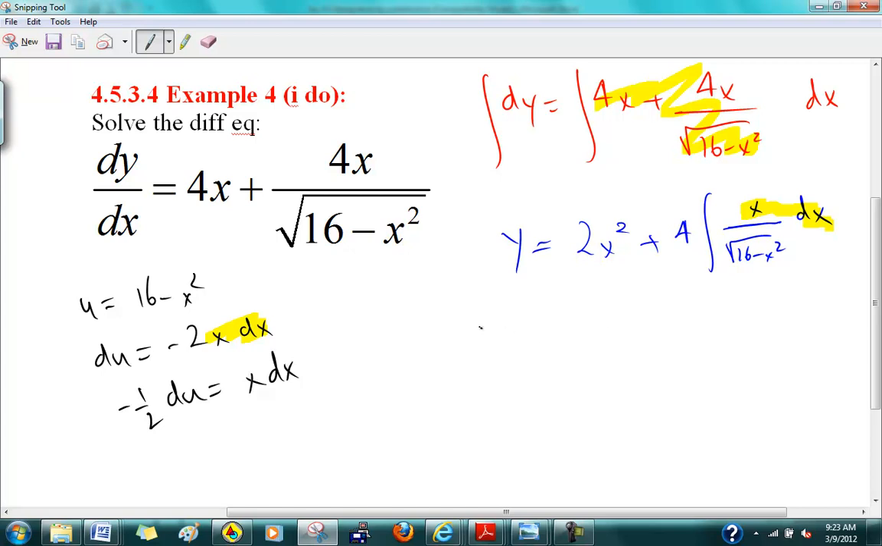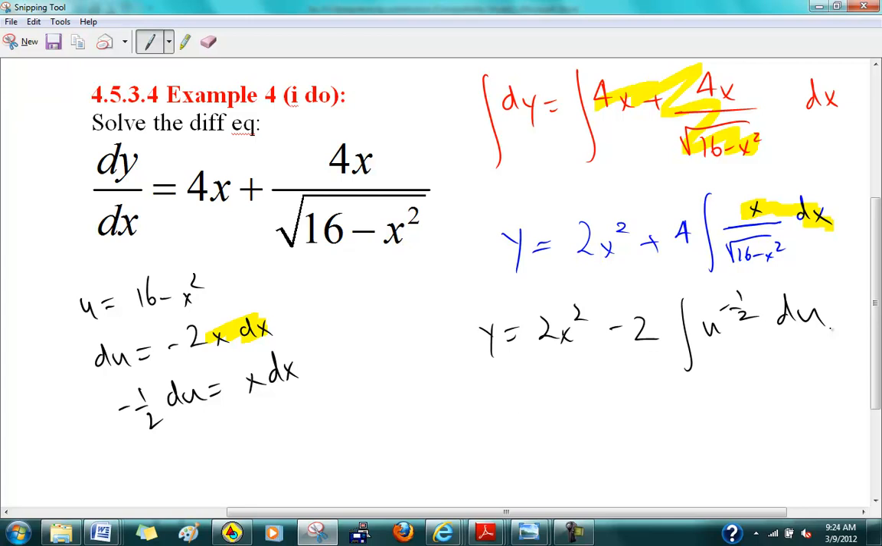Come back here and do my substitution. Notice that x dx is minus 1/2 du. So I'm going to pull the minus 1/2. So then this guy becomes minus 2. Everybody see that? And then 1 over 16 minus x squared becomes u to the negative 1/2. Thank you, Layla. u to the negative 1/2 because it's 1 over. And Emily, is this going to be a dx or a du? Du. Okay, so we'll be all right on this.